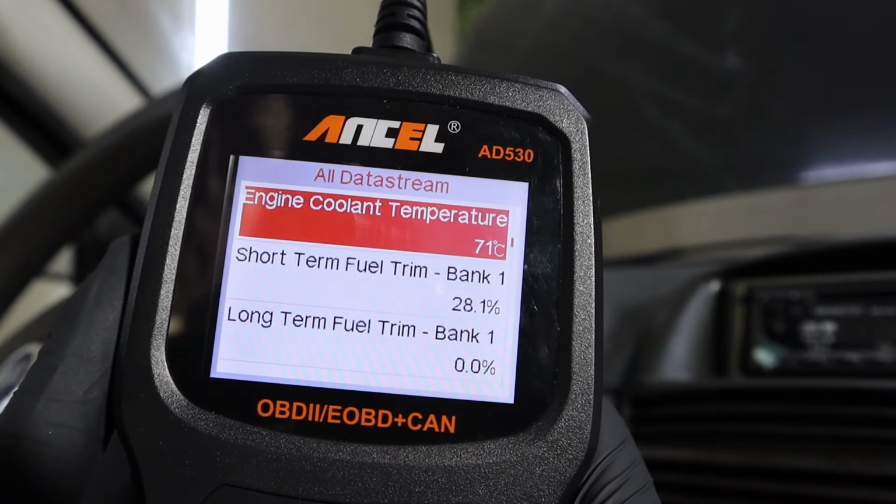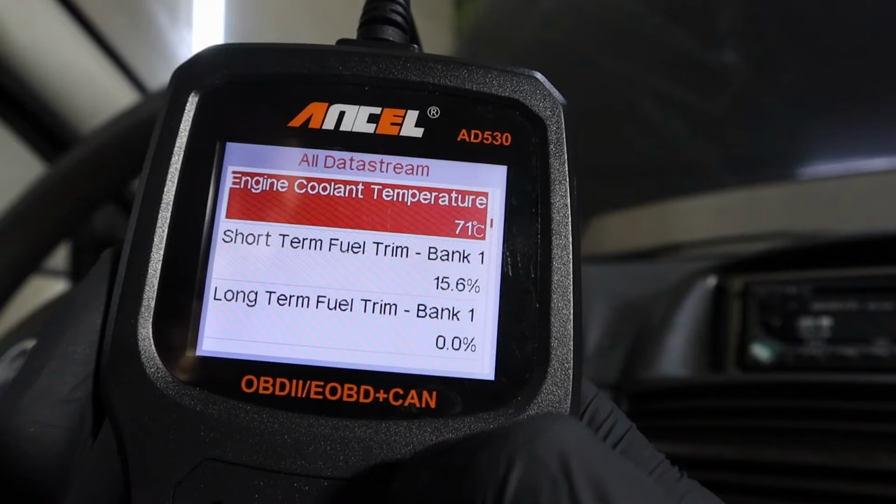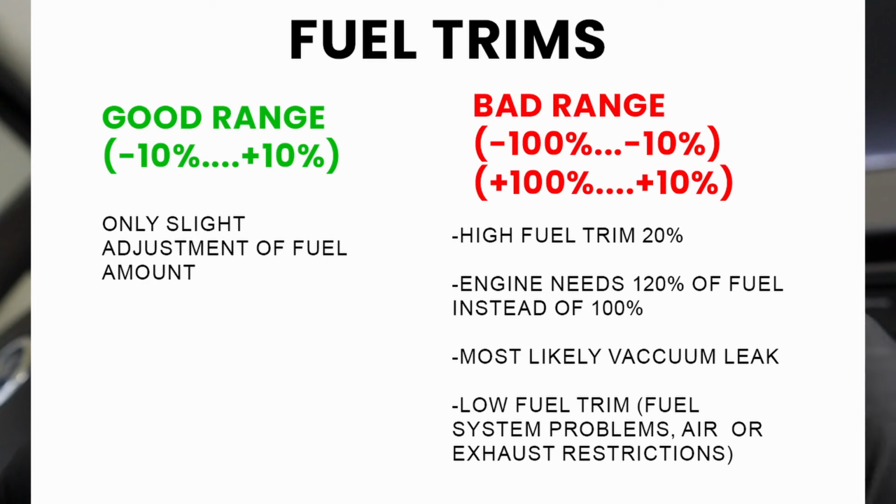Then one of the most important parameters are the fuel trims, short term and long term. Basically this is the adjustment of fuel amount. If you see 25%, it means that the engine is using an extra 25% of fuel, which is not good. For short term fuel trim you want to see a value from -10 to +10%. Everything lower or higher means there is a problem with the engine.